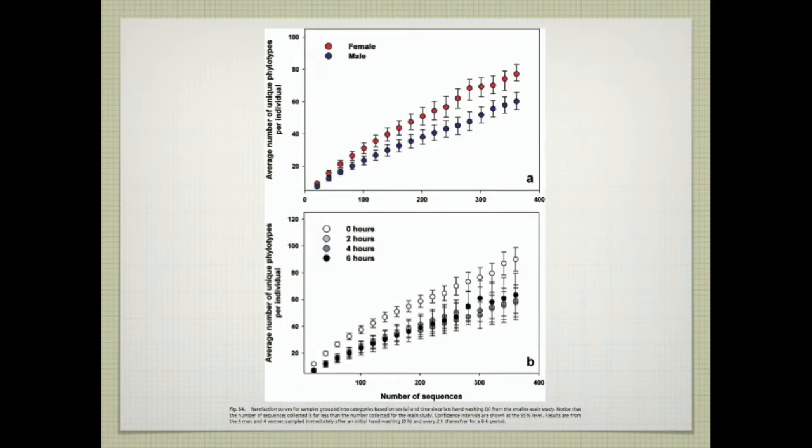Let's see, what's this? Not only are females more diverse than males per hand, they're more diverse per individual. In other words, if you add up the diversity of the two hands, females also have more diversity. This was a concern. This isn't necessarily the case. You can imagine that if females had more diversity per hand, but their hands were more similar to each other, males could have more diversity overall, but not per hand. But that's not the case.